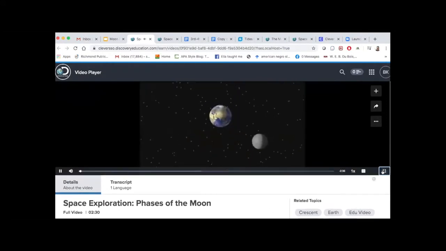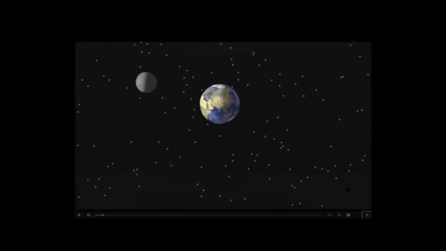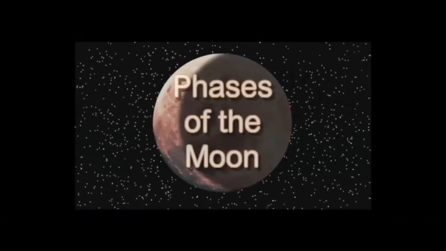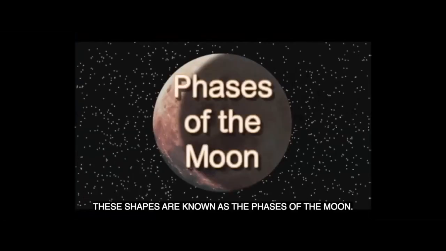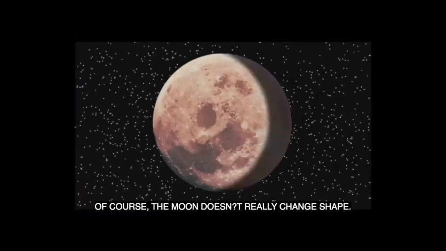During the 29 days it takes the moon to orbit the Earth, the moon appears to change shape from one day to the next. These shapes are known as the phases of the moon. Of course, the moon doesn't really change shape, it only appears to.